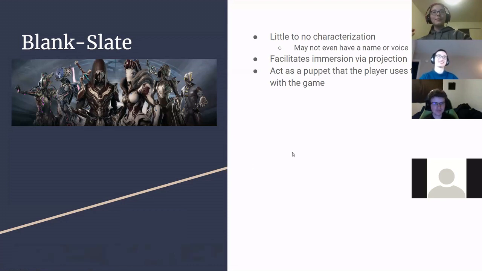Okay. Anyways, but yeah, so little characterization. It's just a puppet that the player uses to interact with your game. That's basically it. So the way that blank slate characters facilitate immersion is via this thing called projection, where it's kind of like the puppet interaction thing, but on a deeper level. If you've ever played a game and you've started referring to your actions in the first person, that's a pretty good sign that projection is going on.